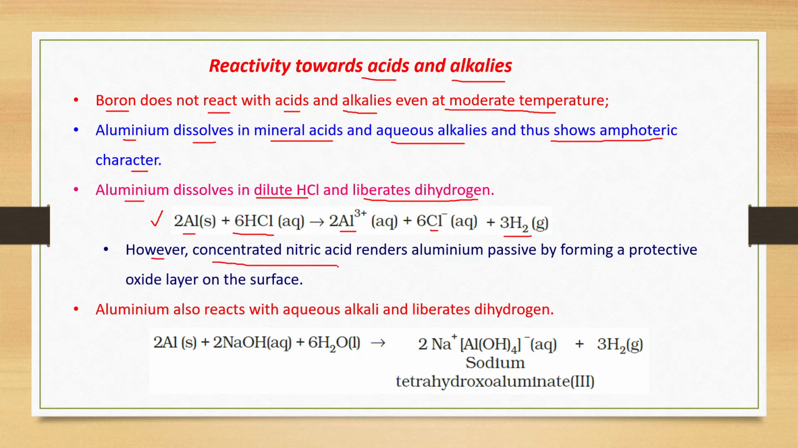However, concentrated nitric acid renders aluminium passive by forming a protective oxide layer on the surface. Aluminium also reacts with aqueous alkali and liberates dihydrogen. The reaction can be represented like this. 2Al + 2NaOH + 6H2O converts into 2Na[Al(OH)4]. Its name is sodium tetrahydroxoaluminate(III), and hydrogen gas is liberated.